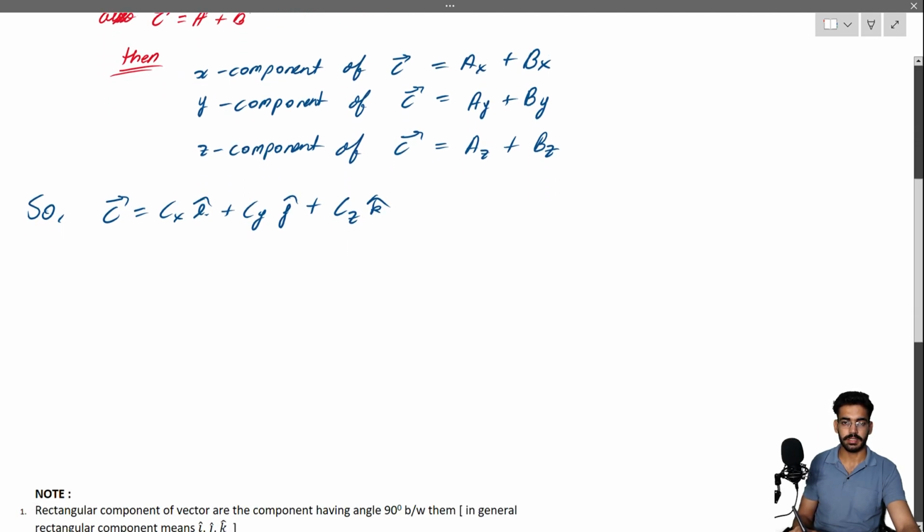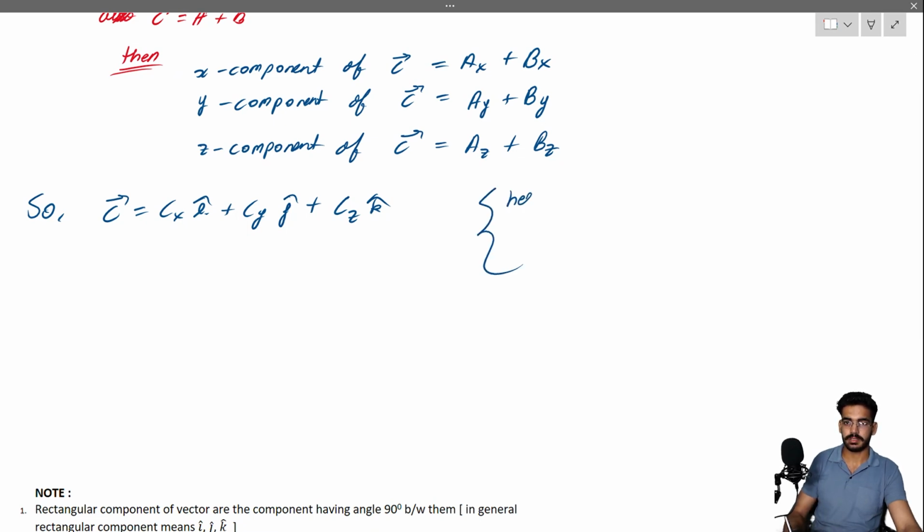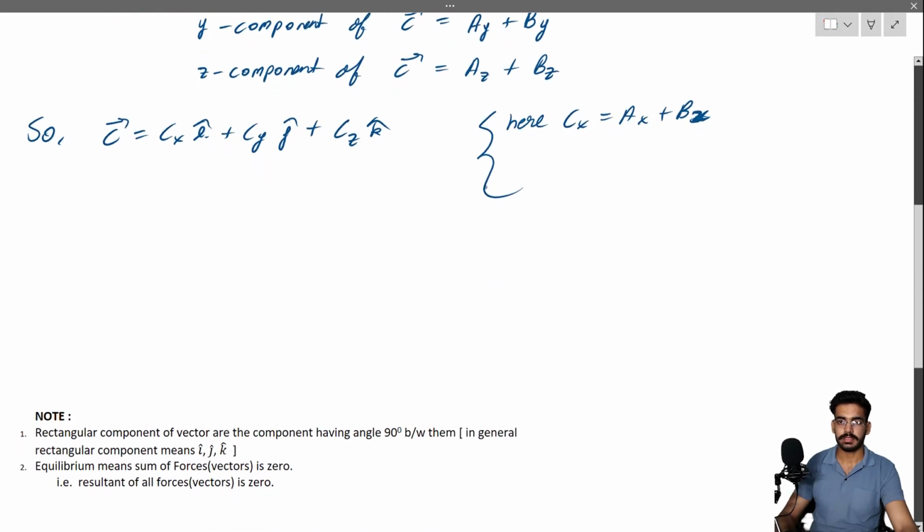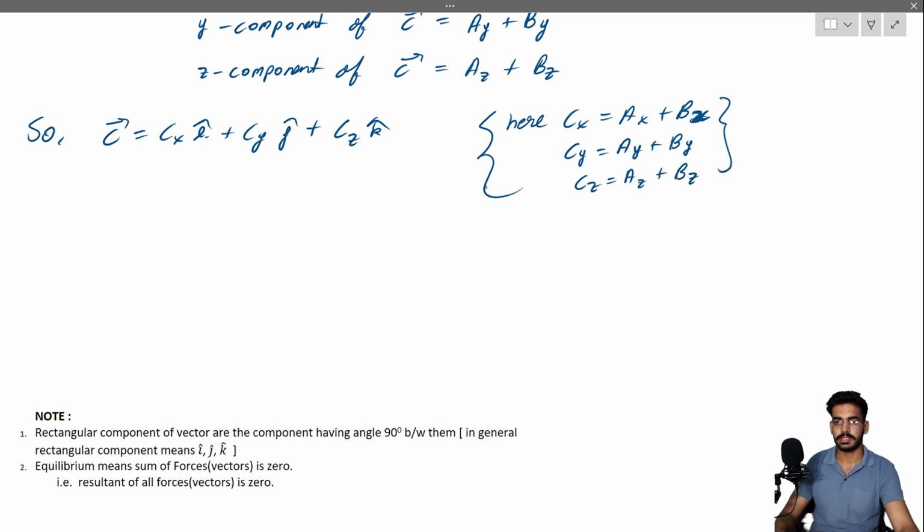Simple. What can I see here? Here my cx is equal to ax plus bx, just adding the x components together. All the x's are added, and y's added, and z's added. Similarly, for cy I can write ay plus by. For cz I can write az plus bz. That's how.